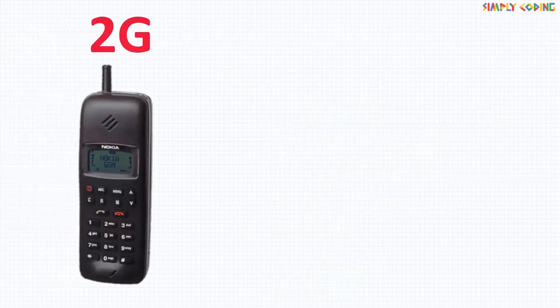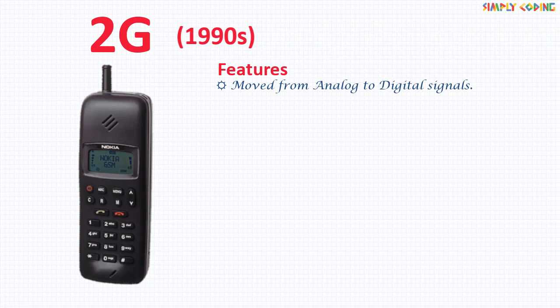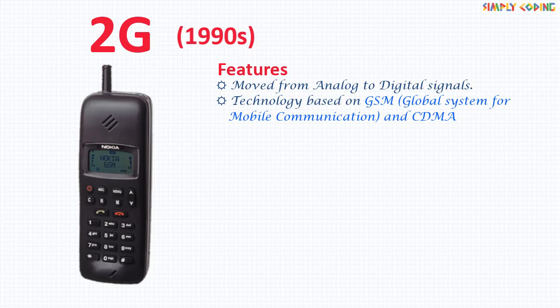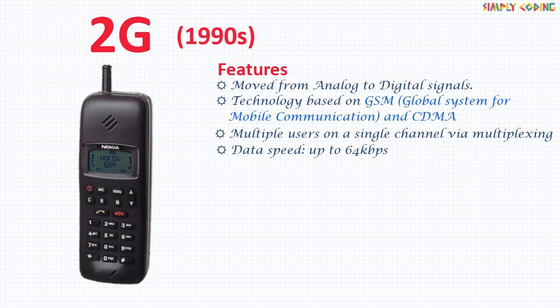Cell phones received their first major upgrade when they went from 1G to 2G. 2G was launched in the 1990s. The voice transmission moved from analog to digital signals. Technology was based on GSM, that is Global System for Mobile Communication, and CDMA. 2G capabilities were achieved by allowing multiple users on a single channel via multiplexing. In 2G, data speed was up to 64 kbps. It provided better quality and capacity.